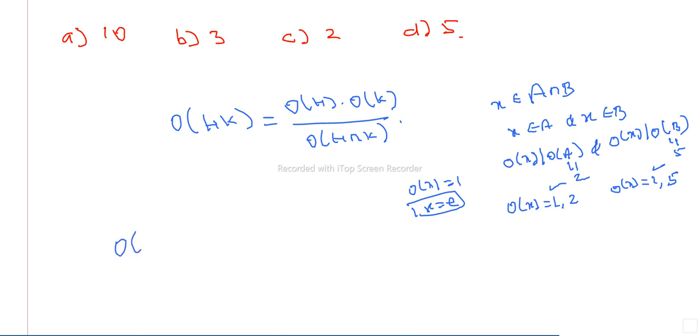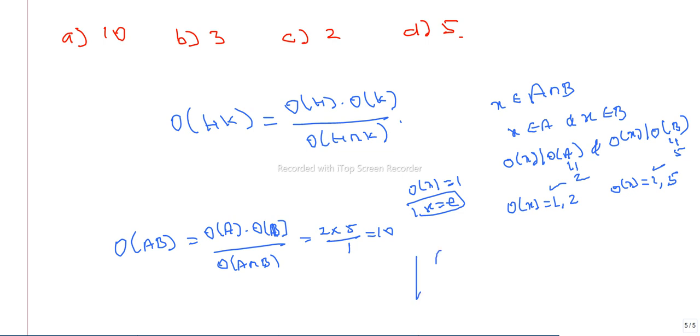Therefore, first of all, what is the order of AB? It is order of A into order of B, because A intersection B is 1. Okay, anyway, if you write the formula, I get this one. So this is 2 into 5 by 1, therefore this is 10.